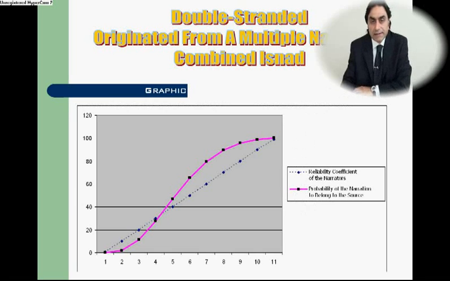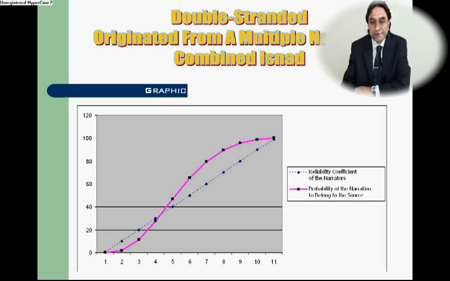When the graphic presented here is examined, it can clearly be seen that the curve indicating the probability that the narration belongs to the source to which it is attributed extends over the straight line indicating the reliability coefficient of narrators in the shape of an S. This is a general characteristic feature of isnads that have more than one strand. It is not possible to encounter a situation like this in chains of transmission with a single strand.